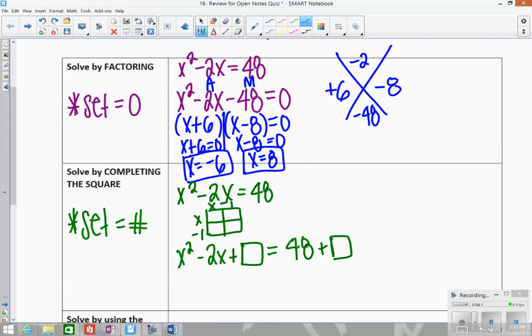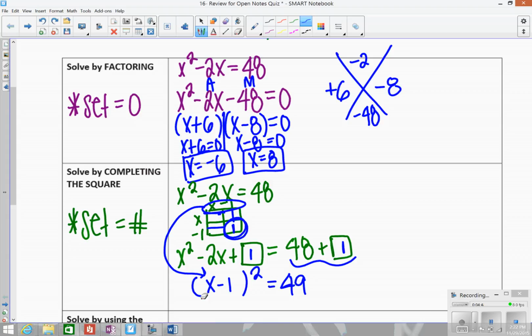Then the number that I really care about is this number right here. -1 times -1 is going to be +1. That's what I'm going to add to both sides. If you wanted to fill in the rest of these, you can. You just don't really have to. Now remember that the sides of your square are what goes in parentheses. So it's going to be x minus 1 all squared equals, and then you just add these up. 48 plus 1 gives me 49.